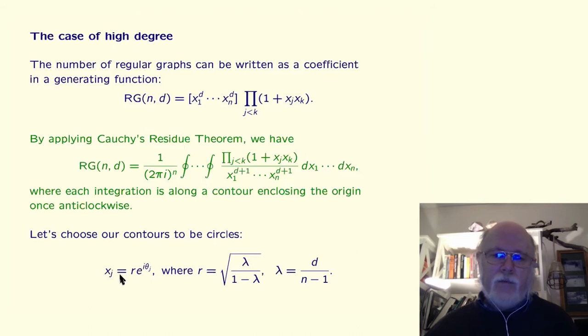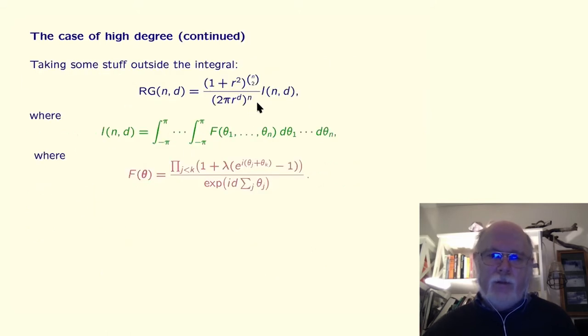So xj, I'm going to write it as r times e to the i theta j. So r is the radius of the circle. And you're going to choose r to be the square root of lambda on 1 minus lambda, where lambda is the density. This is the degree divided by n minus 1. It's the fraction between 0 and 1, specifying what fraction of the edges of the complete graph you have. So you make the change of variables, bring some junk outside the integral, this junk.